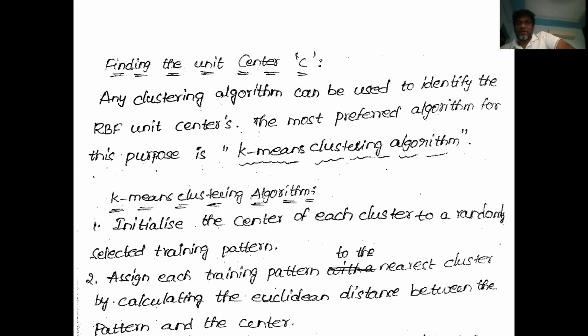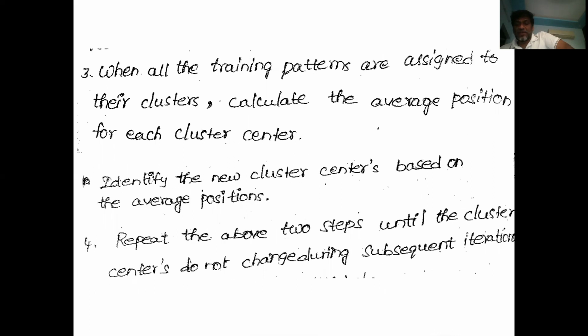Therefore, the learning process of RBF neural network depends on how these C, R, and W are calculated. So for calculating the unit center C, we can use k-means clustering algorithm, which starts with selecting random centers, and then we calculate the Euclidean distance between the selected centers and the remaining input patterns. And then after clustering, we calculate the average position for each cluster center, and we select the new centers which are close to these average positions. Okay, so this process will be repeated until there is no change in the centers selected in the previous iteration.